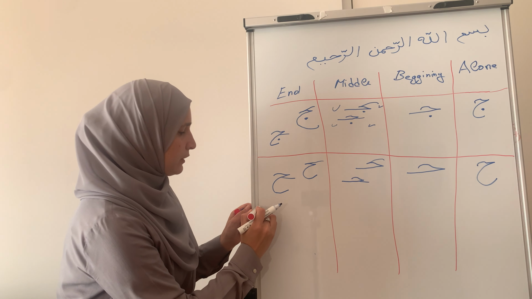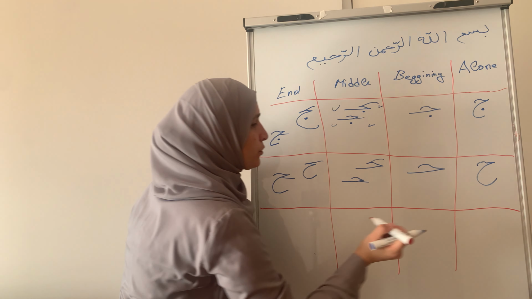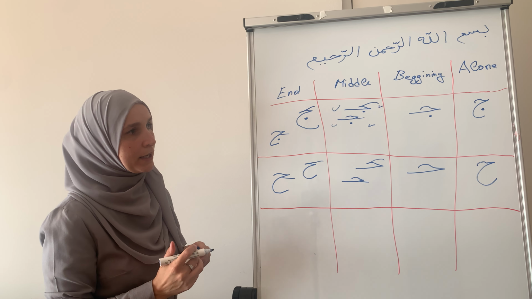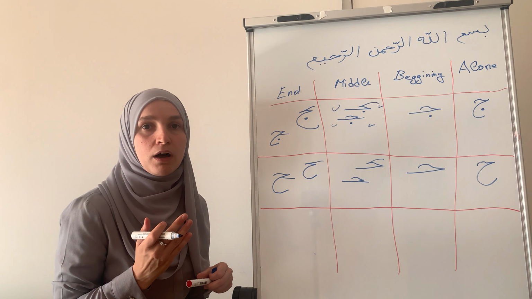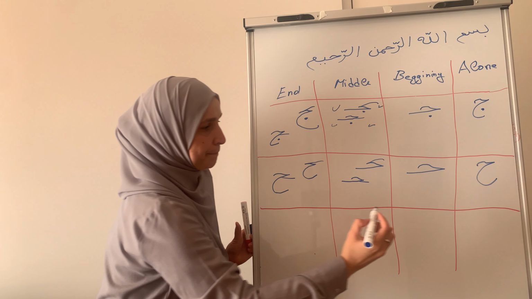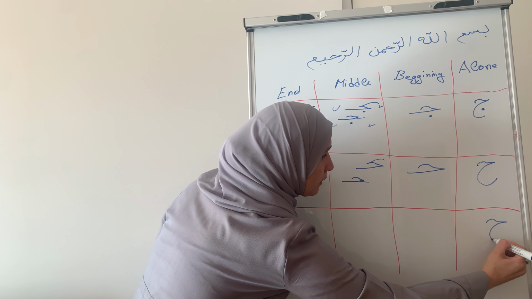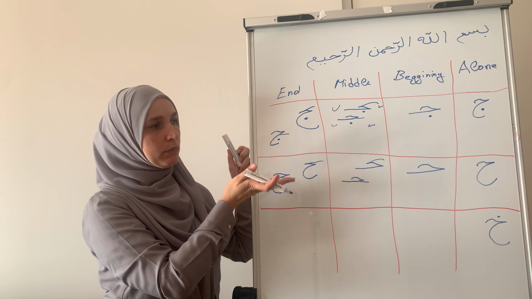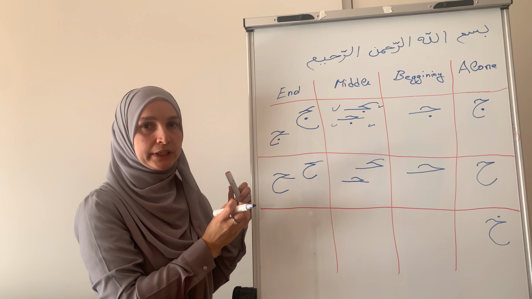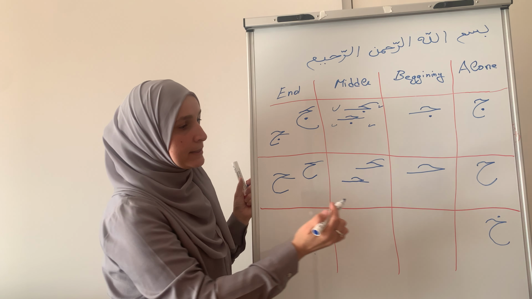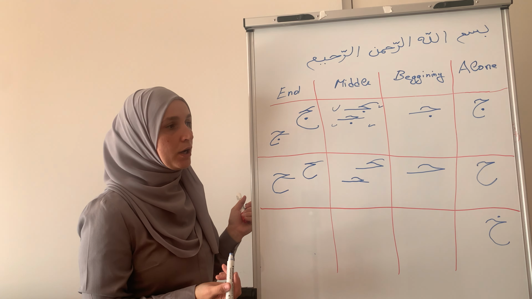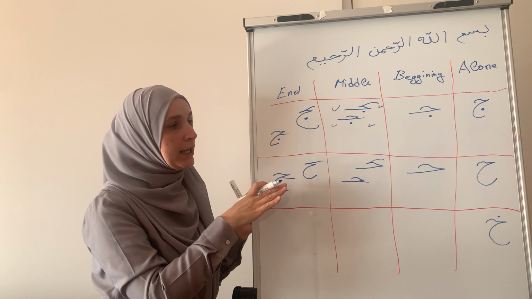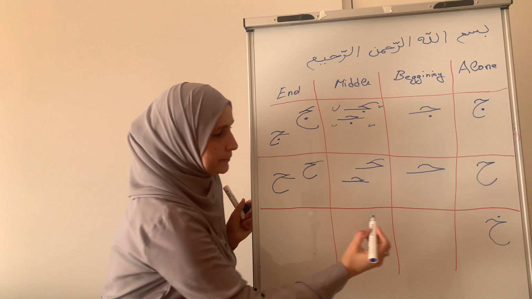And I'm going to give you the last letter for today, the last letter for this lesson, and it's going to be letter Kha. With absolutely the same form as letter Jim and letter Ha, with the only difference at the dot. Kha has 1 dot on top. Jim, 1 dot at the middle. Ha, no dot at all.